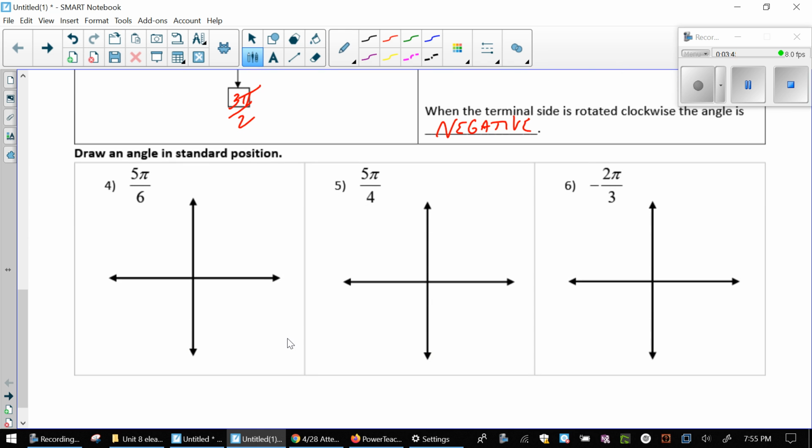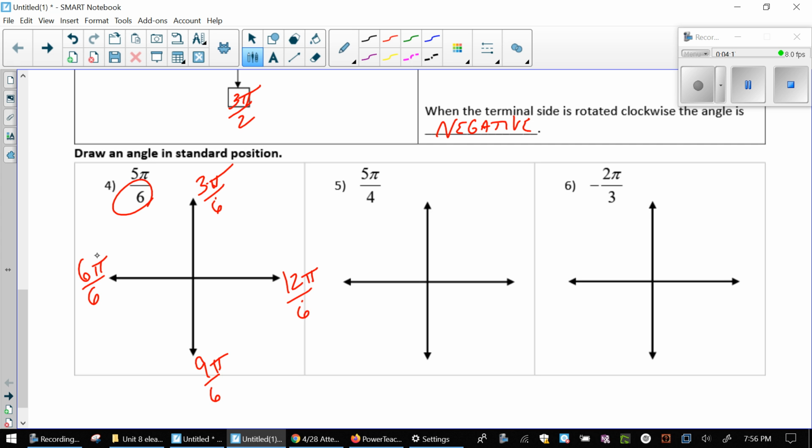And remember, we're going to use these denominators to help us. So if our denominator here is 6, remember, this is pi. So pi is 6 pi over 6. 1 pi, 6 over 6 is 1. So that means that this is going to be half of that, which is 3 pi over 6. So label these to help you. 3 pi over 6, 6 pi over 6. Another half would be 9 pi over 6. And all the way around would be 12 pi over 6. So use that denominator to help you figure out where this angle is going to go.